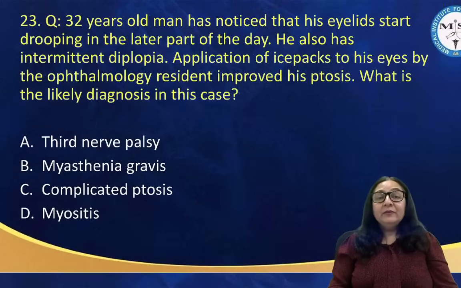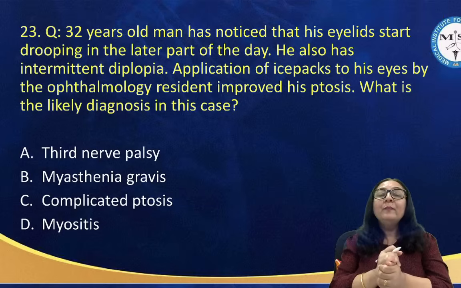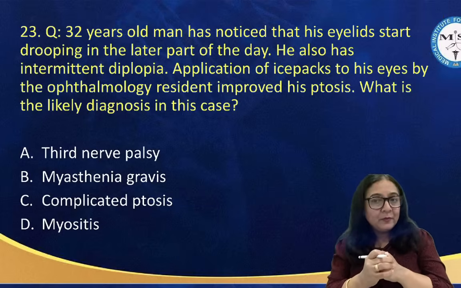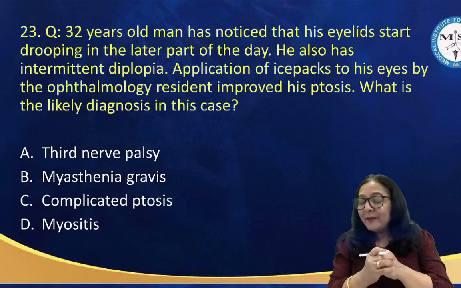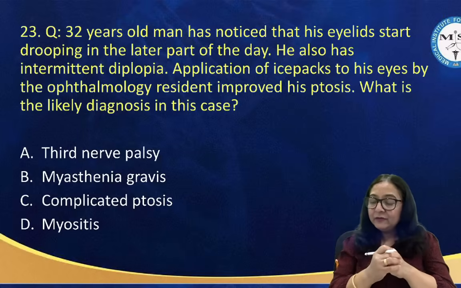A 32 years old man has noticed that his eyelids start drooping in the later part of the day. He also has intermittent diplopia. Application of ice packs to his eye by the ophthalmology resident improved his ptosis. What is the likely diagnosis in this case?